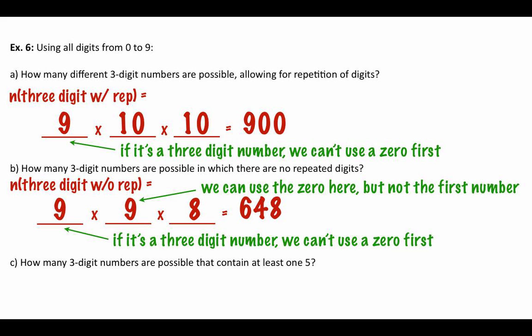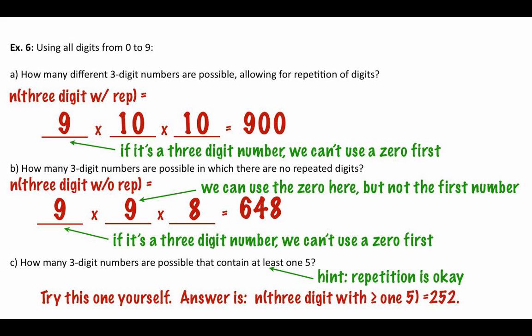All right, because we're coming to the end of this lesson, what we'd like you to do, considering that repetition's okay, is devise a plan for how you might organize your counting. I get 3-digit numbers, I need to include at least 1 5. So that means I could include 1 5, or 2 5s, or 3 5s. Given the sentence that we just read and this problem, try this one for yourself. The answer, just so that you can check, is 252.